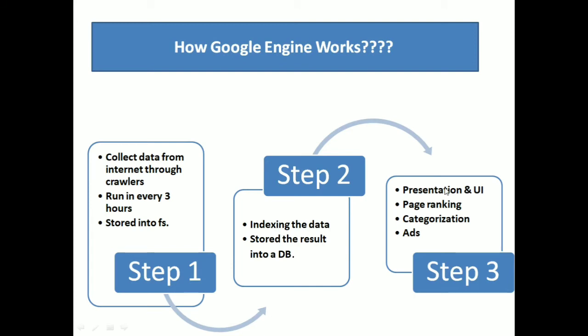The third step depends on the presentation and UI. Google works a lot on the UI part. It provides the categorization of the product or the query based on different factors. Here the page ranking algorithm comes into the picture. If the score of the page is high, then the URL will be provided at the top for the user as the first priority, and according to the ranking the pages will be provided as the output. The output is categorized into different groups.